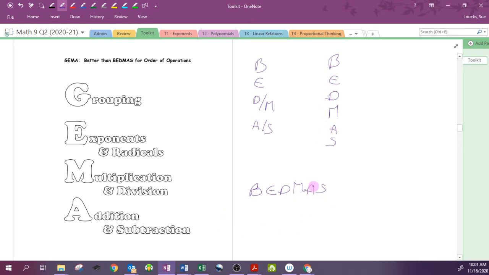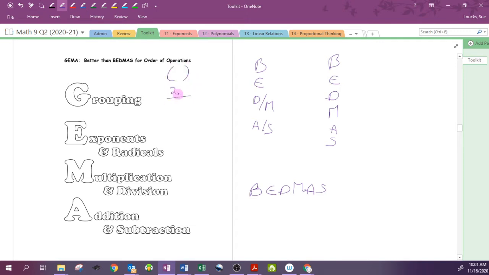The number of people I know who've gotten all the way through high school, even into university level math, and didn't actually have that part in their brain is stunning. So GEMMA gets rid of that, okay? For GEMMA, the G stands for grouping. So that includes brackets, it includes the fraction line.